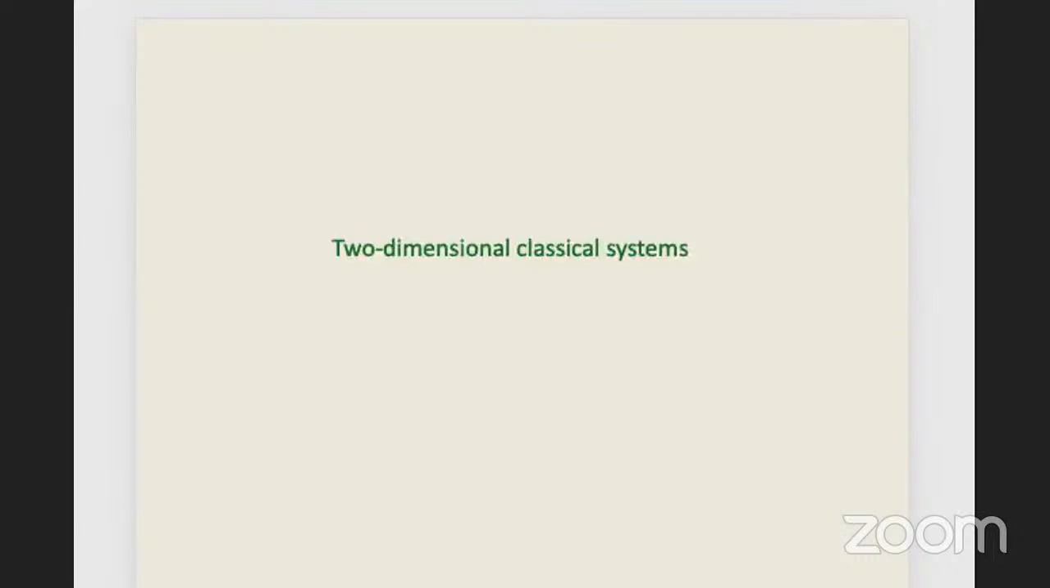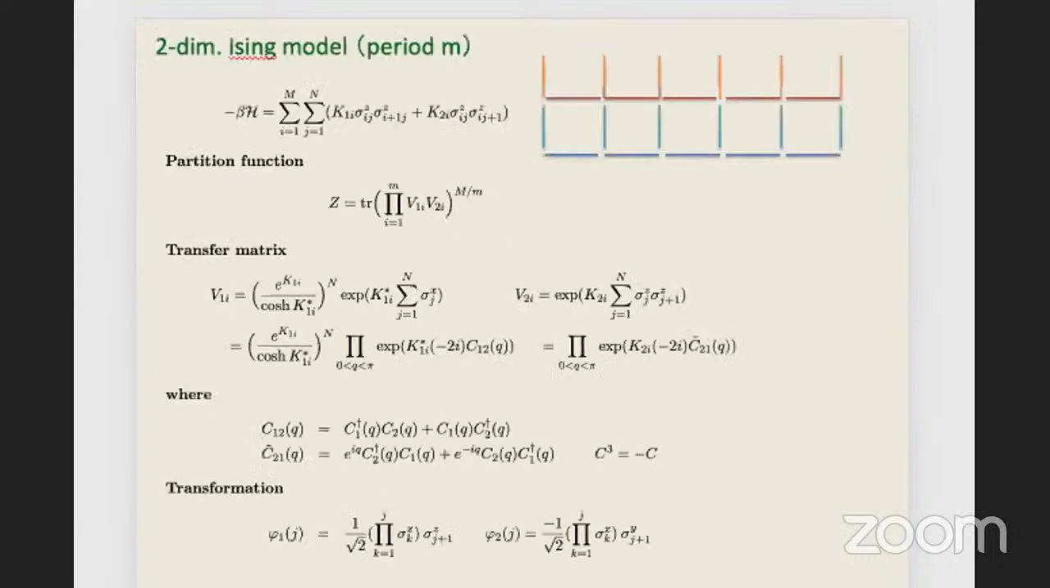So next, let us consider two-dimensional systems. Let us consider the two-dimensional square lattice Ising model. This model was solved by Onsager, and is one of the most important models in statistical physics. The model consists of Ising interactions on the square lattice. Let us consider a generalization, the interactions with the period M. They vary with the period M.